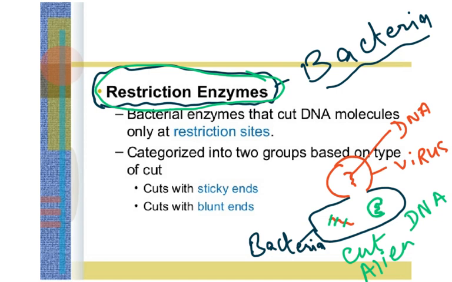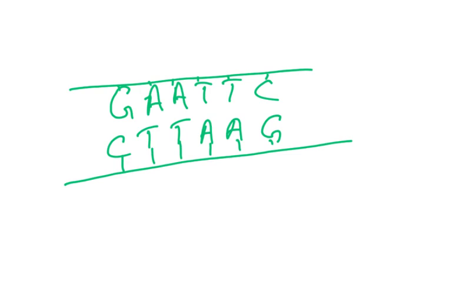Now I'm going to explain what sticky ends and blunt ends are. If you look at this double-stranded DNA, this is a palindrome. Do you see how this is a palindrome? GAATTC this way and GAATTC this way. Now, what does a restriction enzyme do? It cuts between GAATTC.